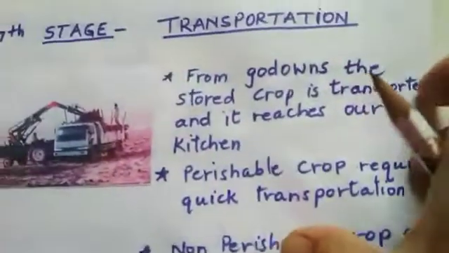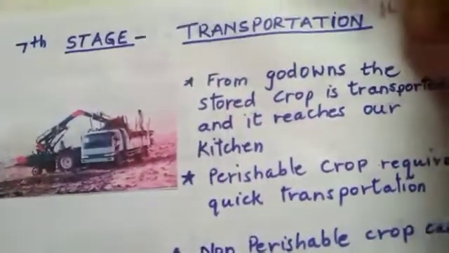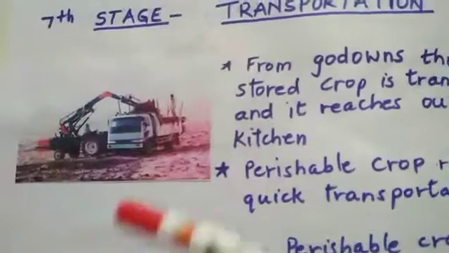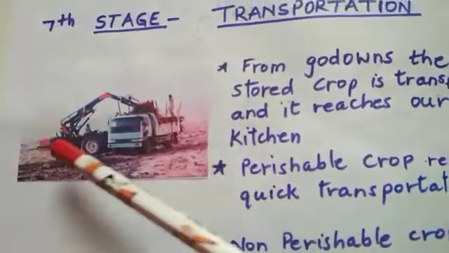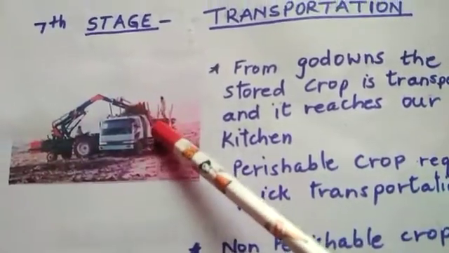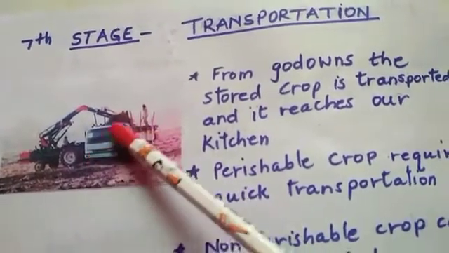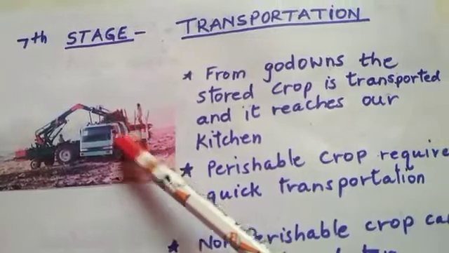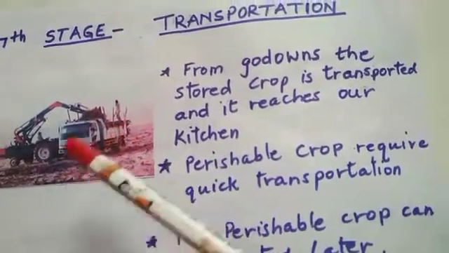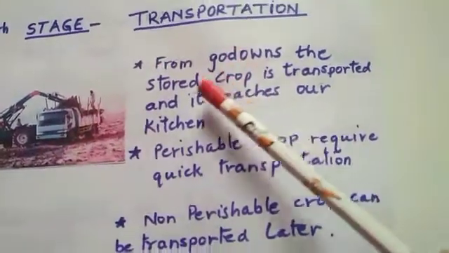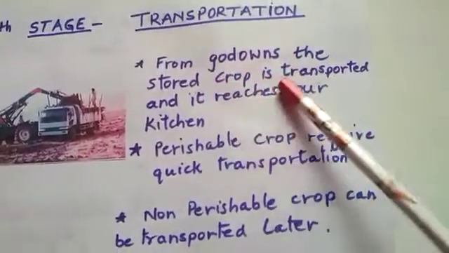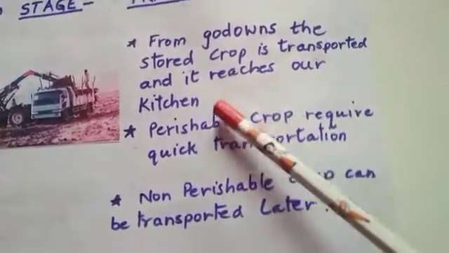It forms the part of the last stage, and that is the seventh stage, which is called transportation. Now you can see in the picture, this truck is being loaded by this machine with whatever has to be transported. The harvested crop is being loaded in the truck, and the truck will carry it to different places. So from godowns, the stored crop is transported and it reaches our kitchen.